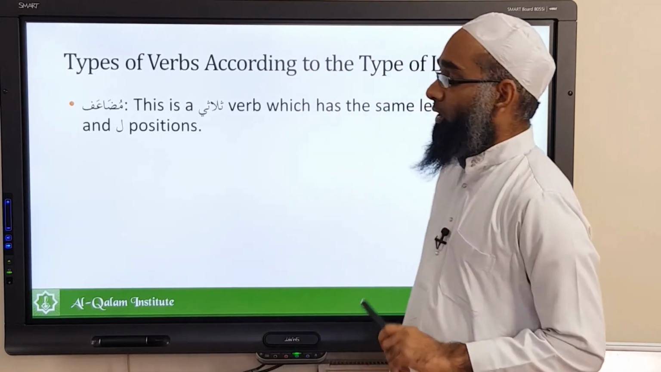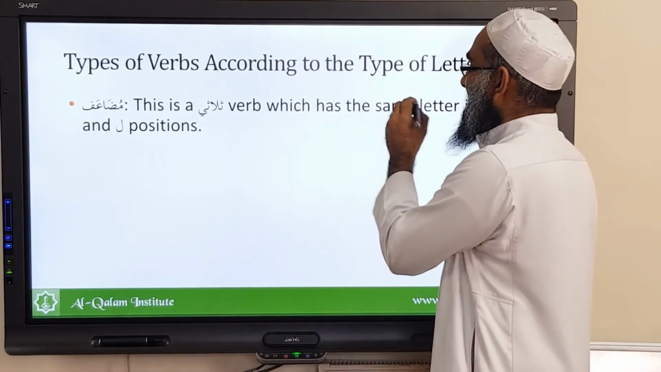Right. The last thing is now mudha'af. What does mudha'af mean? Same letter, double letters.